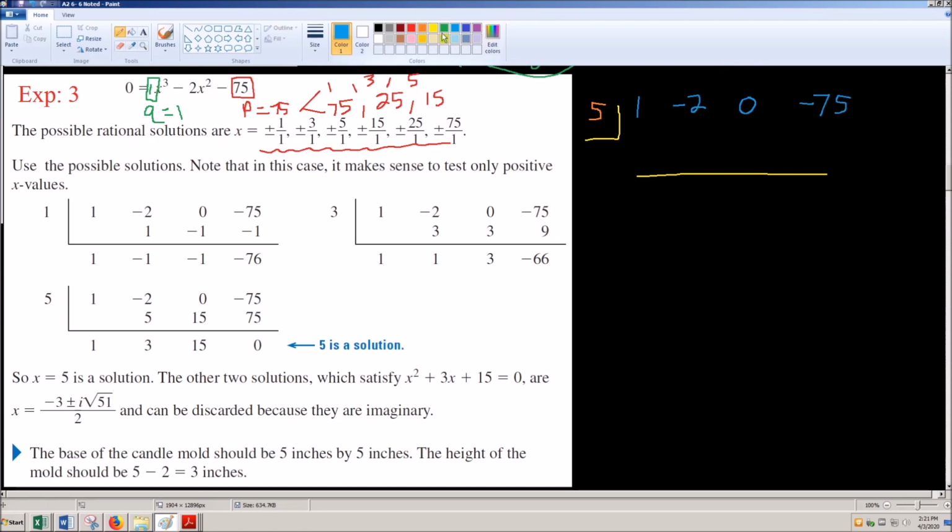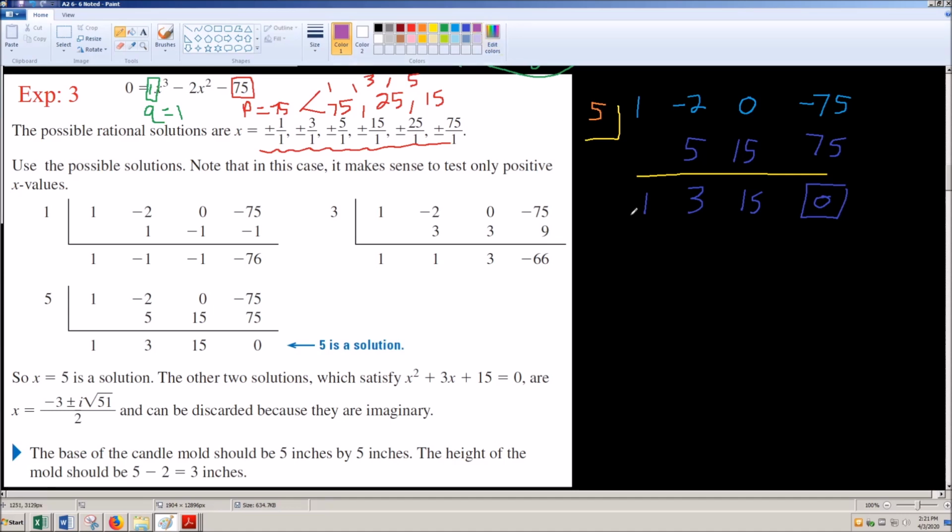So now let's do our synthetic division out. So the 1 just drops down. 1 times 5 is 5. Add these things up, I get 3. 5 times 3 is 15. Add these things up, I get 15. 15 times 5 gives me 75. Add these things up, I get 0. Perfect. So I just found my 0 for this function. So here's one of them, and now I want to see what's left.